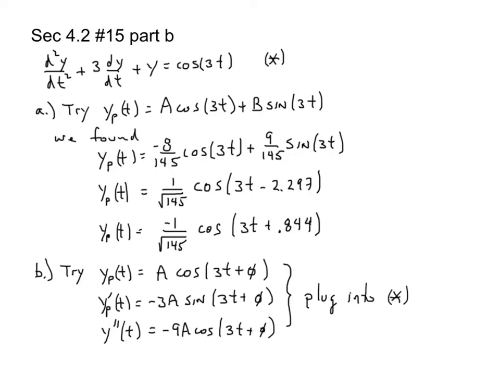This is section 4.2, number 15, part B. Same differential equation, non-homogeneous term. In part A, we were asked to try A cosine 3t plus B sine 3t, which I did in the previous screencast, and we found the A to be negative 8 over 145 and the B to be 9 over 145. But again, as this is our steady state solution, it's best to write it in this form, because now we can talk about the amplitude of the steady state term.